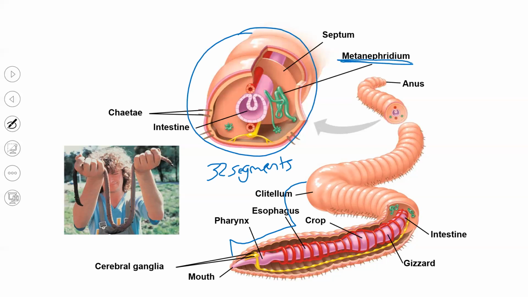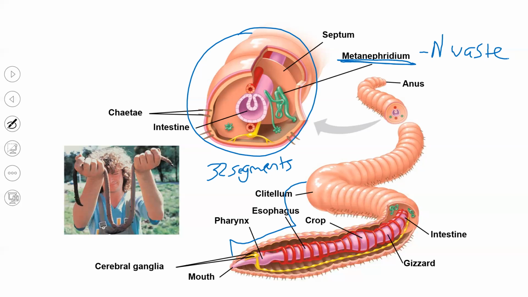You can see these guys, the metanephridium. What do you think those are used for? We've used the term before. They're sort of like kidneys. Anytime you see neph, that's sort of like kidneys. So this is getting rid of nitrogenous wastes. So that's how they're getting rid of nitrogenous waste. They have a mouth and an anus for getting rid of other food waste. And there's one in every segment.